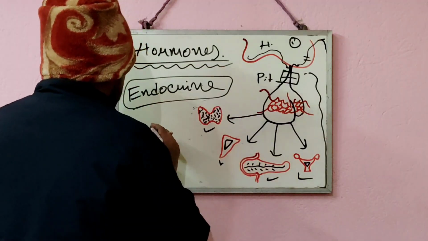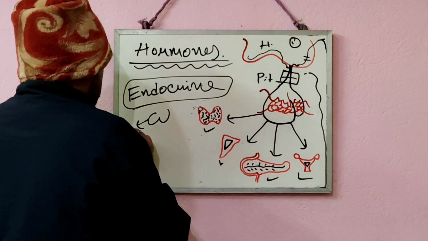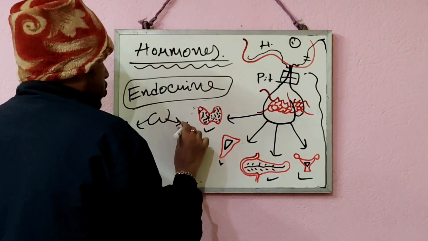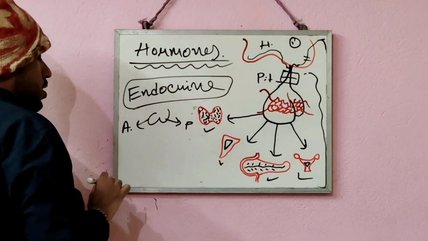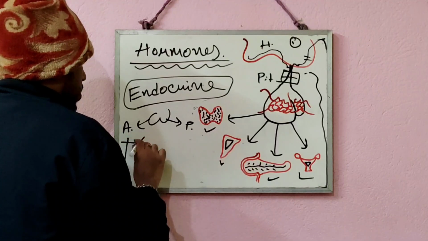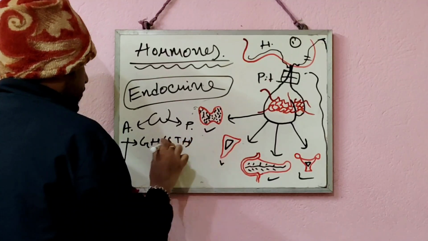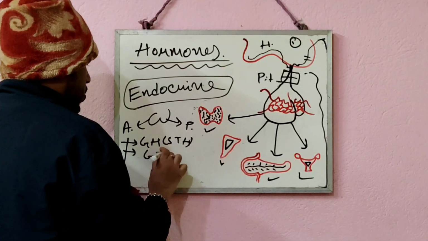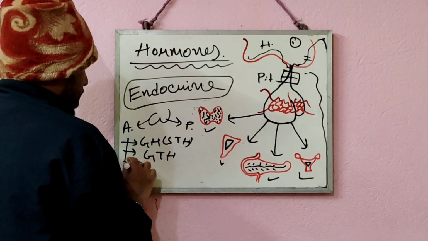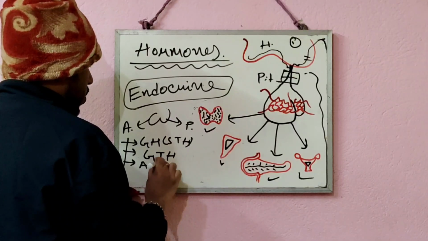First of all, we have to understand that the pituitary consists of two parts, that is the anterior part and the posterior part. Now the anterior part generally secretes different types of hormones. What are they? They are growth hormone, also called somatotropin hormone, then GT, that is gonadotropin hormones, then ACTH, that is adrenocorticotropic hormone.